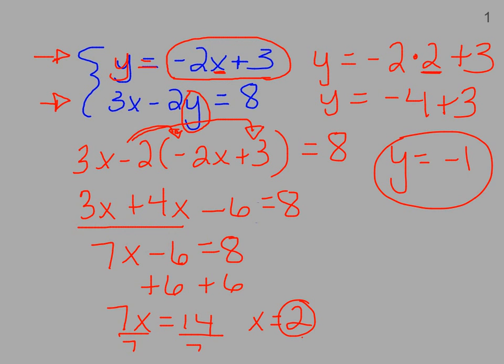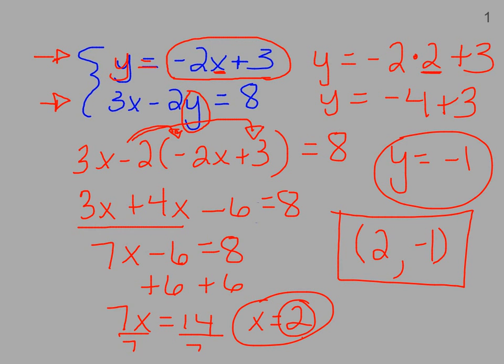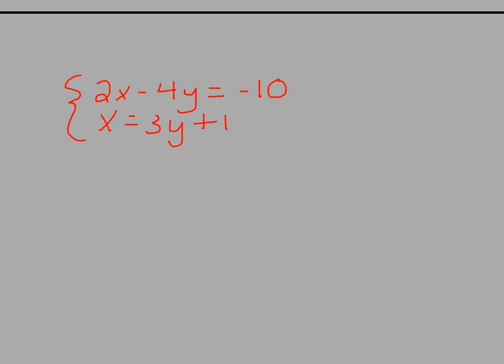So I have that, and I have that. I'm going to write that as an ordered pair. Remember, your first number is always your x, and x is 2, y is negative 1. So that is the solution on that one. Let's look at the next example.